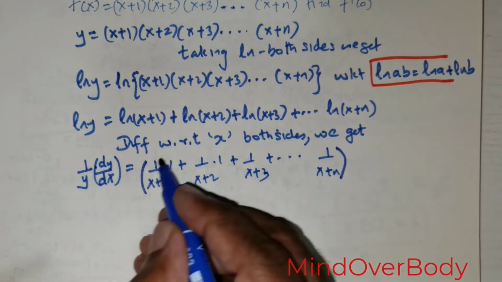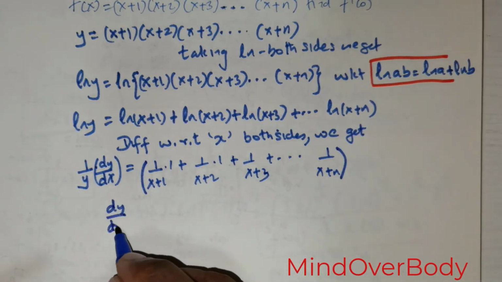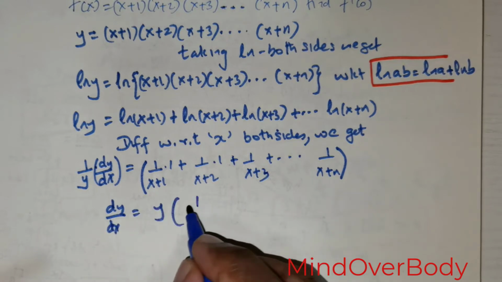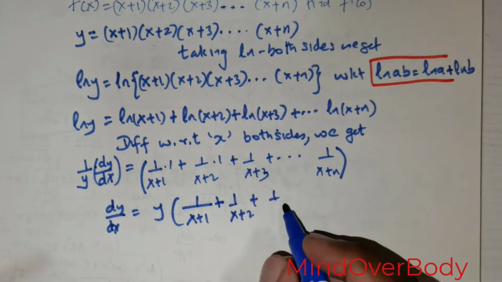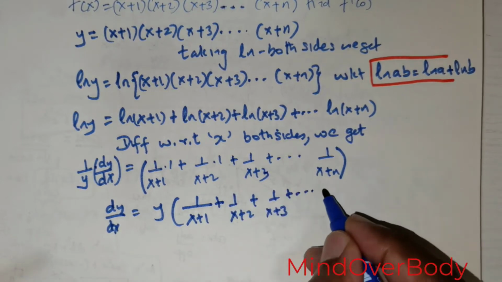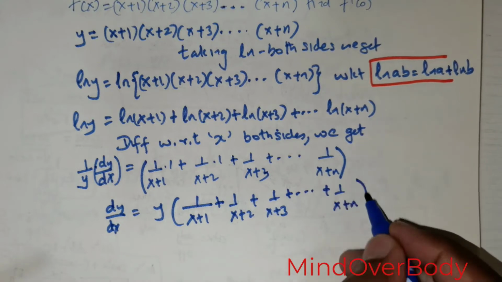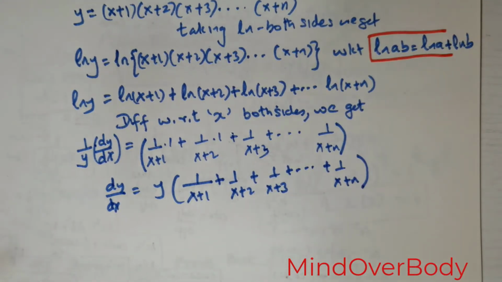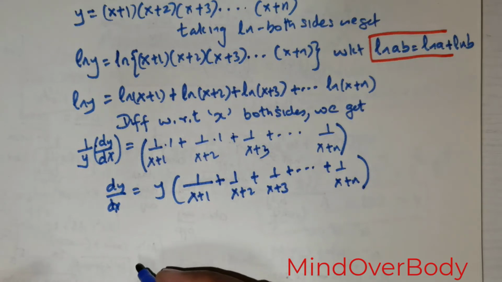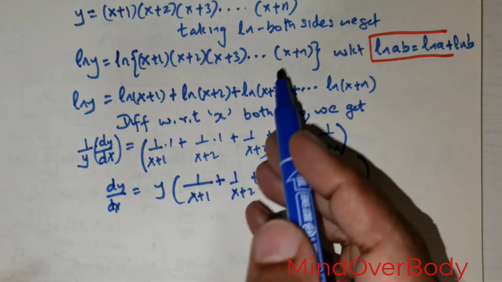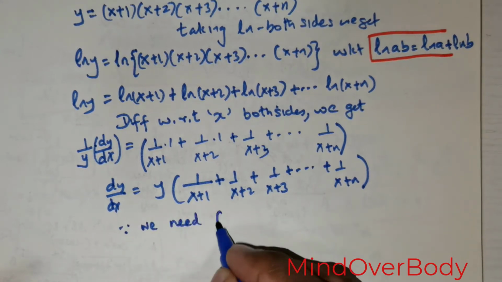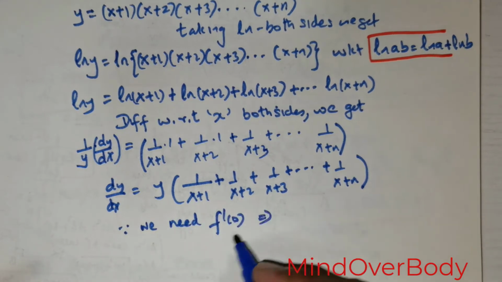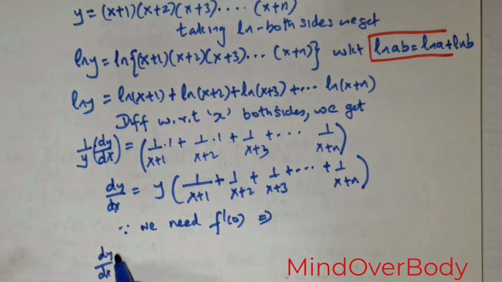This is what I've got. Now I can move the y to the right, so I get dy over dx equals y times 1 over (x+1) plus 1 over (x+2) plus 1 over (x+3) and so on plus 1 over (x+n). This is what we have got. Now since we need f dash of 0, dy over dx at x equals 0 has to be found.